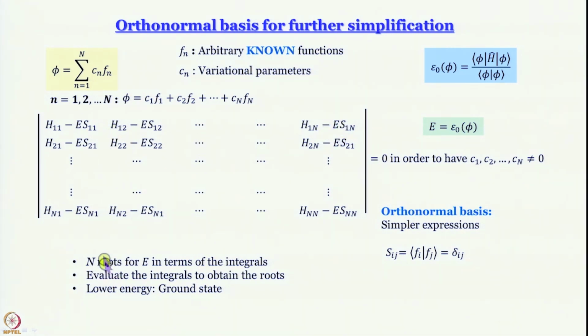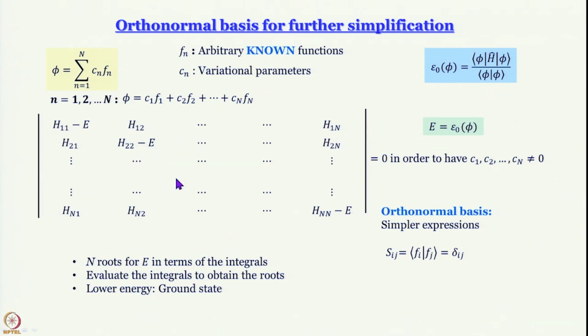When you go from top to bottom in the first column, all these second terms vanish because they are of Sij type. The second term, what happens there? S22 is equal to 1, so you get H22 minus E. So, what we see is that the diagonal elements are all like Hii minus E, and the off-diagonal elements are all Hij, Hji, that kind of thing.